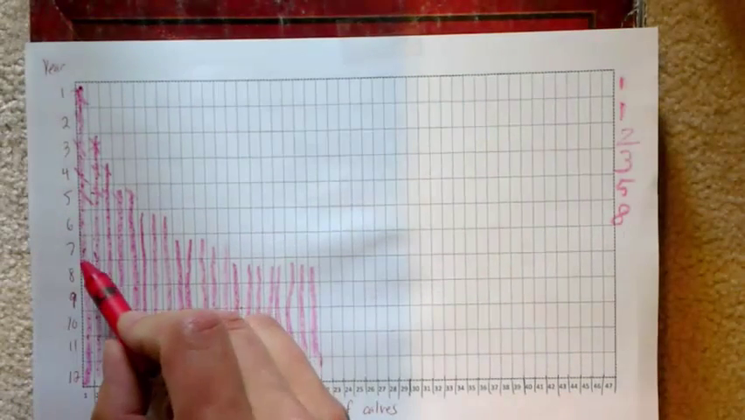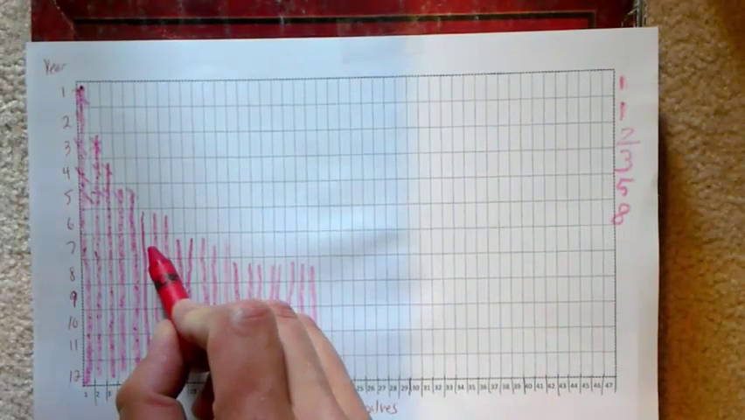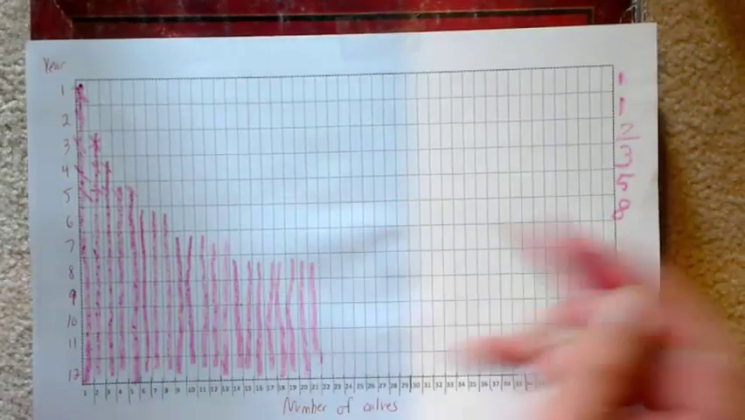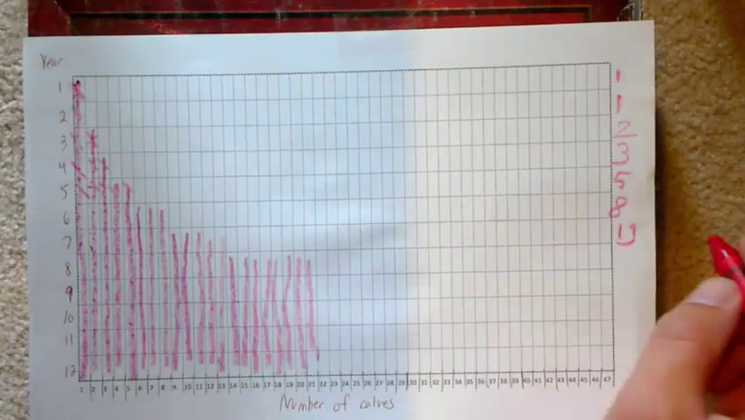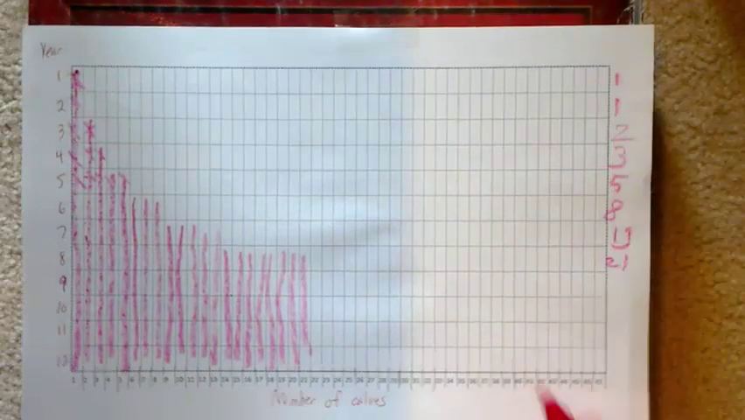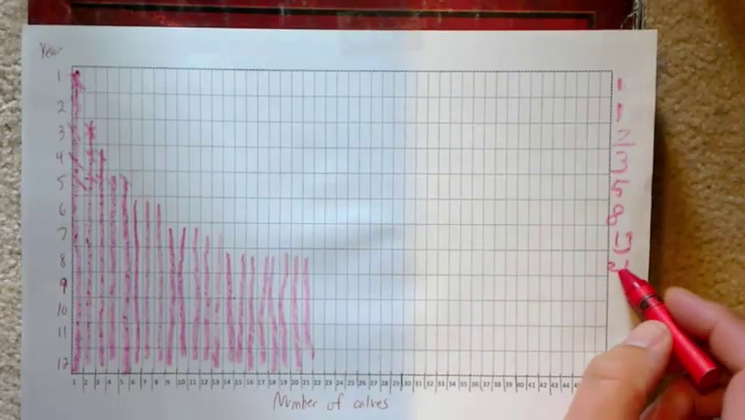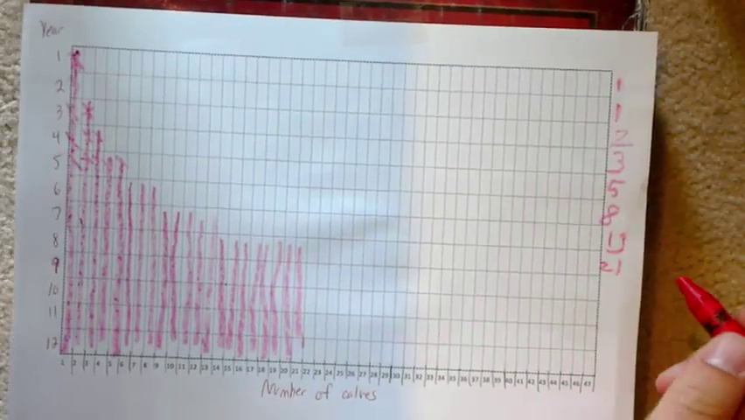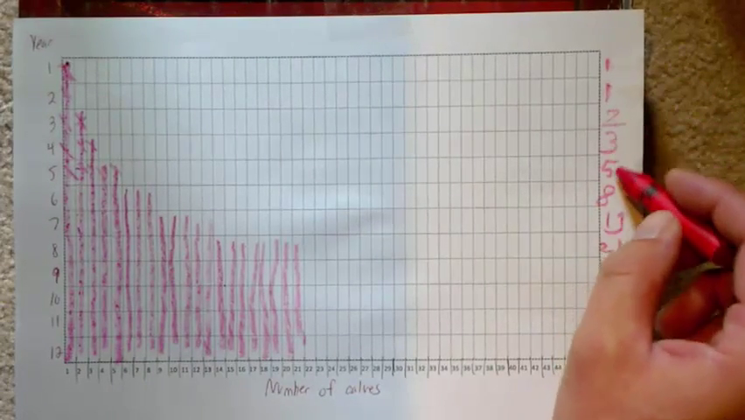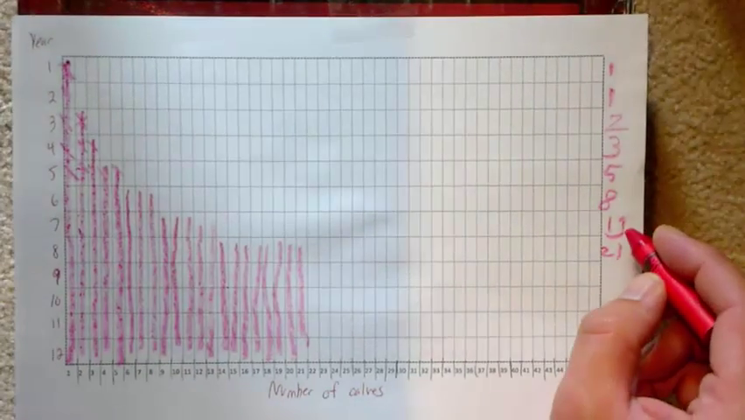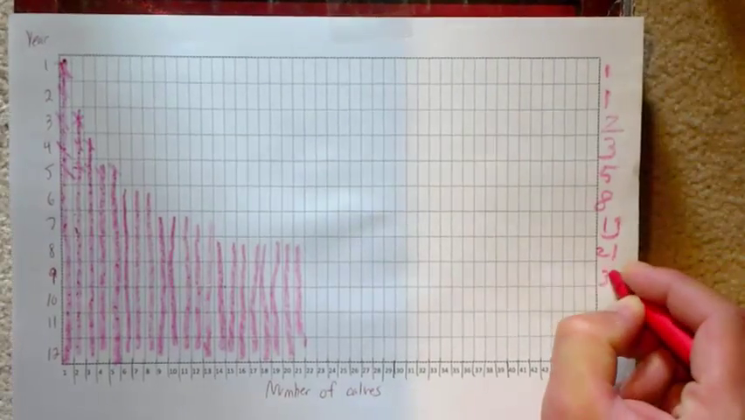Year 7, there's 13 calves born. And then year 8, there's 21 calves born. You can see the Fibonacci sequence forming. You're really just adding on the previous number to get the next. So 1 and 1 is 2, 1 and 2 is 3, 2 and 3 is 5, 3 and 5 is 8. Continuing this pattern, we have 13 and 21, we'd have 34.